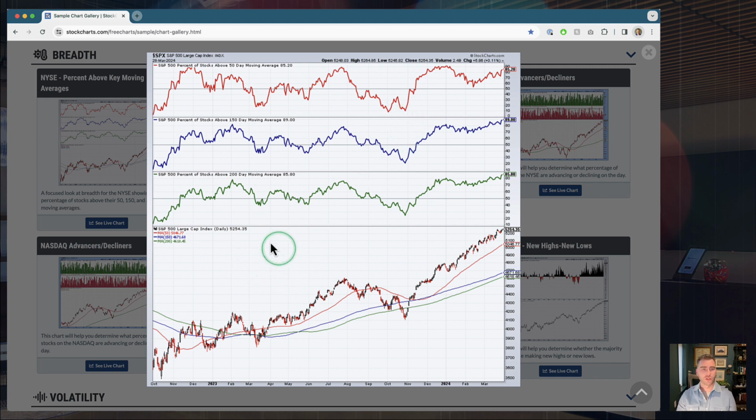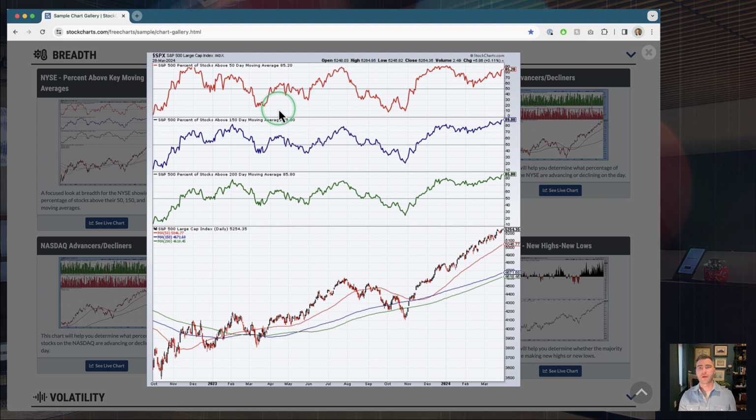What this is going to do is chart the S&P 500 itself down below, and it's going to put the 50, the 150, and the 200-day moving average onto this chart. This is a daily chart. Up top, though, this is going to show you rolling percentages of the number of stocks in that index, in the S&P 500 in this case, that are trading above their own 50-day or 150-day or 200-day moving average.